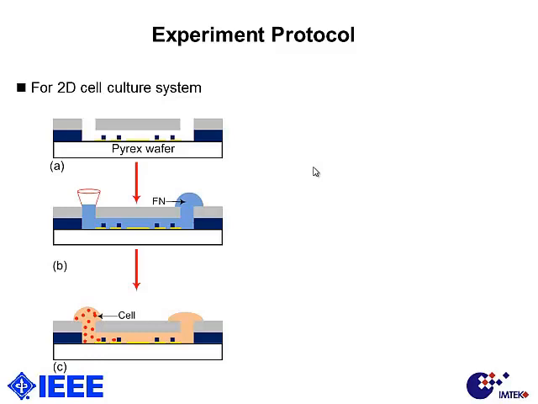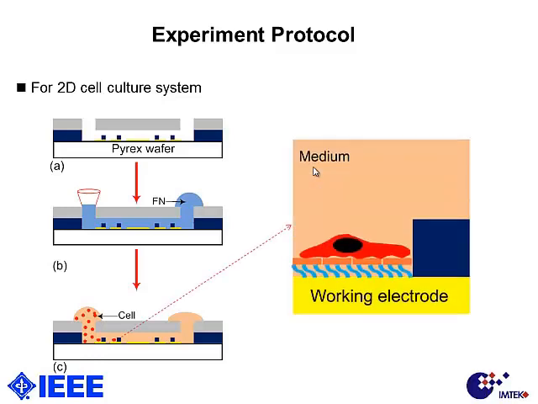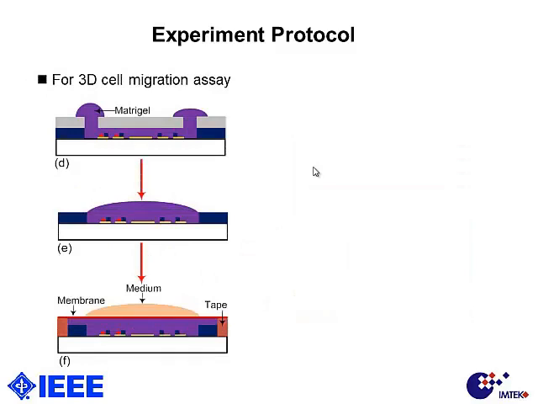And by this, we monitor the cell behavior on top of the working electrodes in the medium. We call it a 2D culture system. The cell will spread, and with the cell micromotion we can detect it by impedance change. And the second step is we use our chip for a 3D cell culture migration assay.